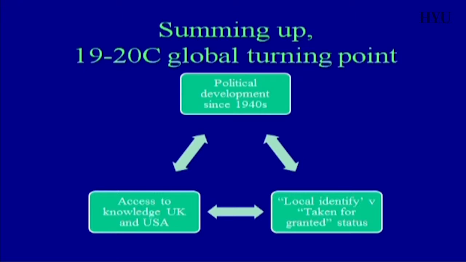So in this regard, we have introduced our textbook author, David Crystal, and three topics. The first topic is the political development that has occurred since the 1940s. The second one is that English could become a common language because of a human desire to access the knowledge of the UK and the USA. And David Crystal also raised the issue of local identity versus taken-for-granted status.